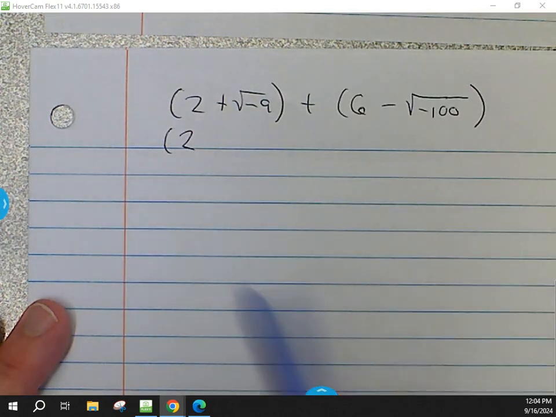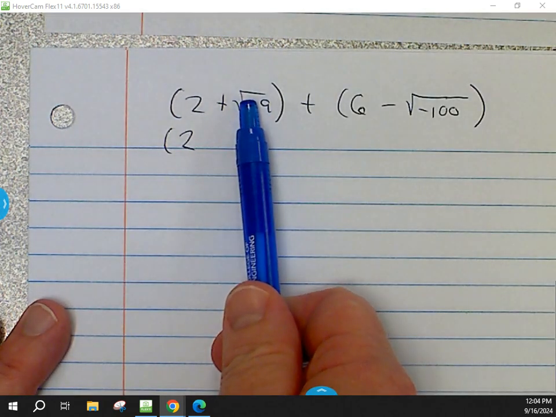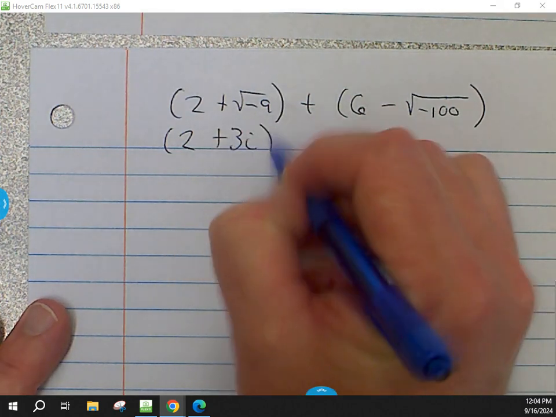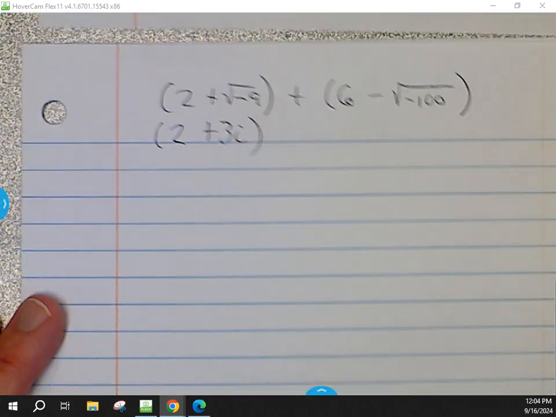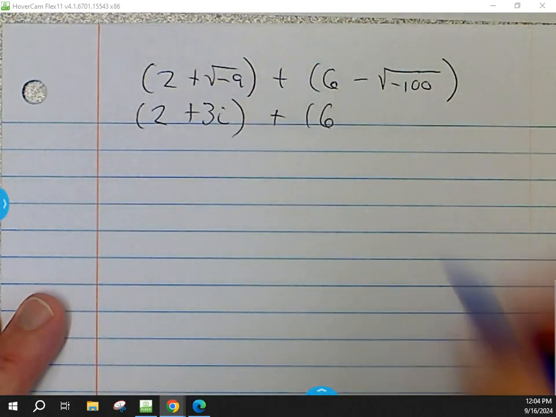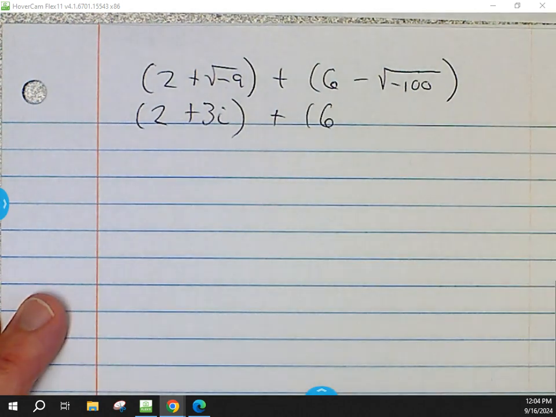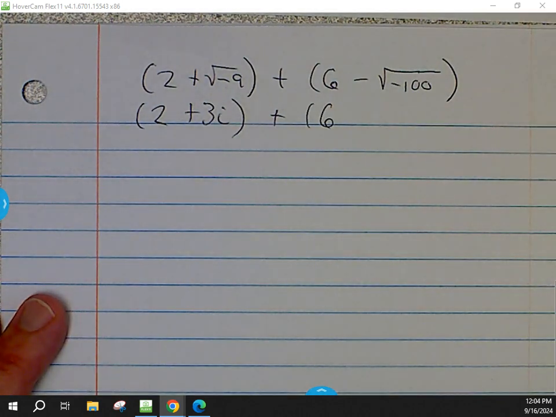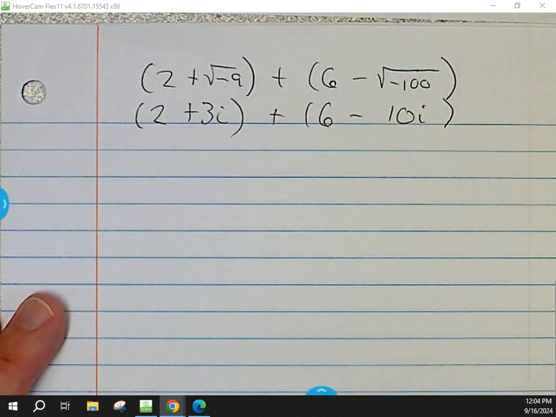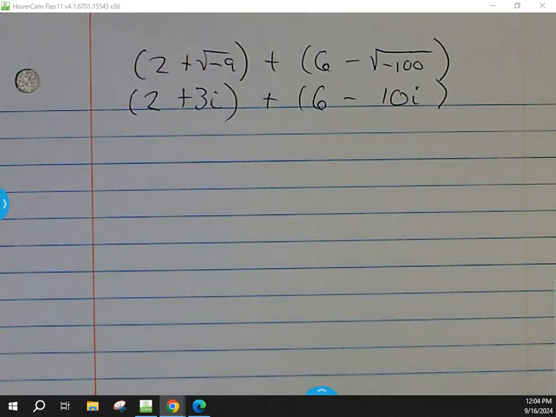Okay, if you do the square root of 9, we know that would be 3. And because of the negative on the inside, you just make that an i. If you have square root of 100, that would be 10. But with a negative, again, you just put an i there. So if you're given negative square roots, you've got to fix that part first.